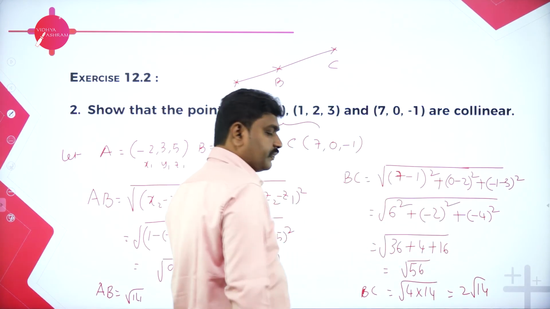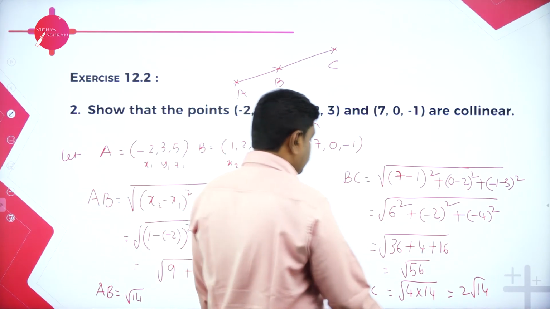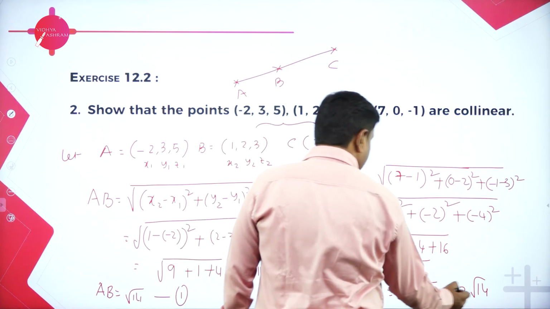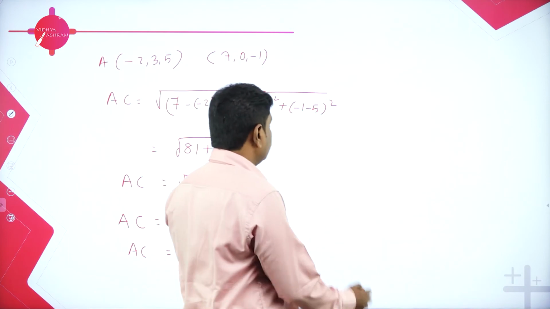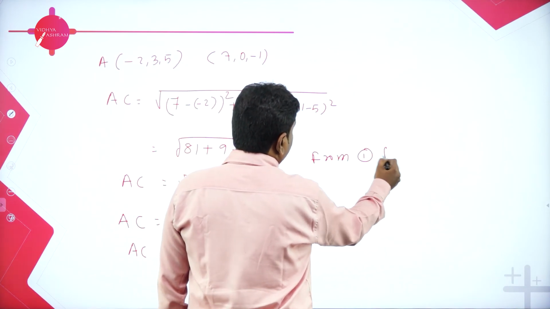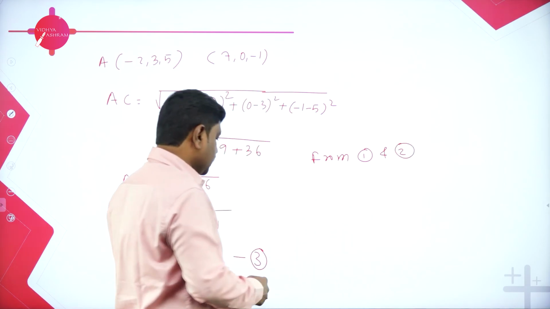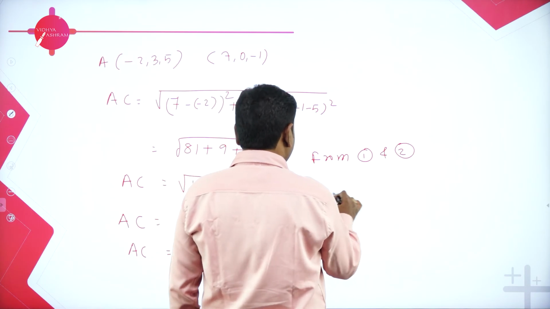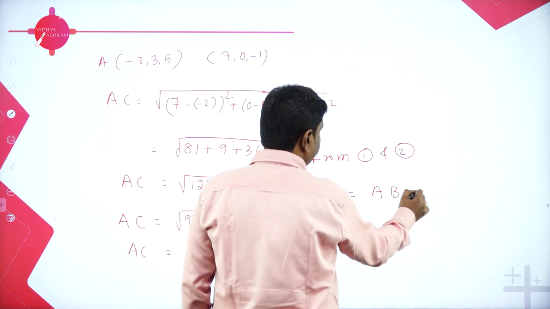Root 4, all of you know. So now we got BC also. Call this equation 1: AB is 1 root 14. Equation 2: BC is 2 root 14. And this is 3. From 1, 2 and 3 you can see, this is 3 times root 14, that is 2 times, this is 1 time. So I can say AC value is equal to AB plus BC.